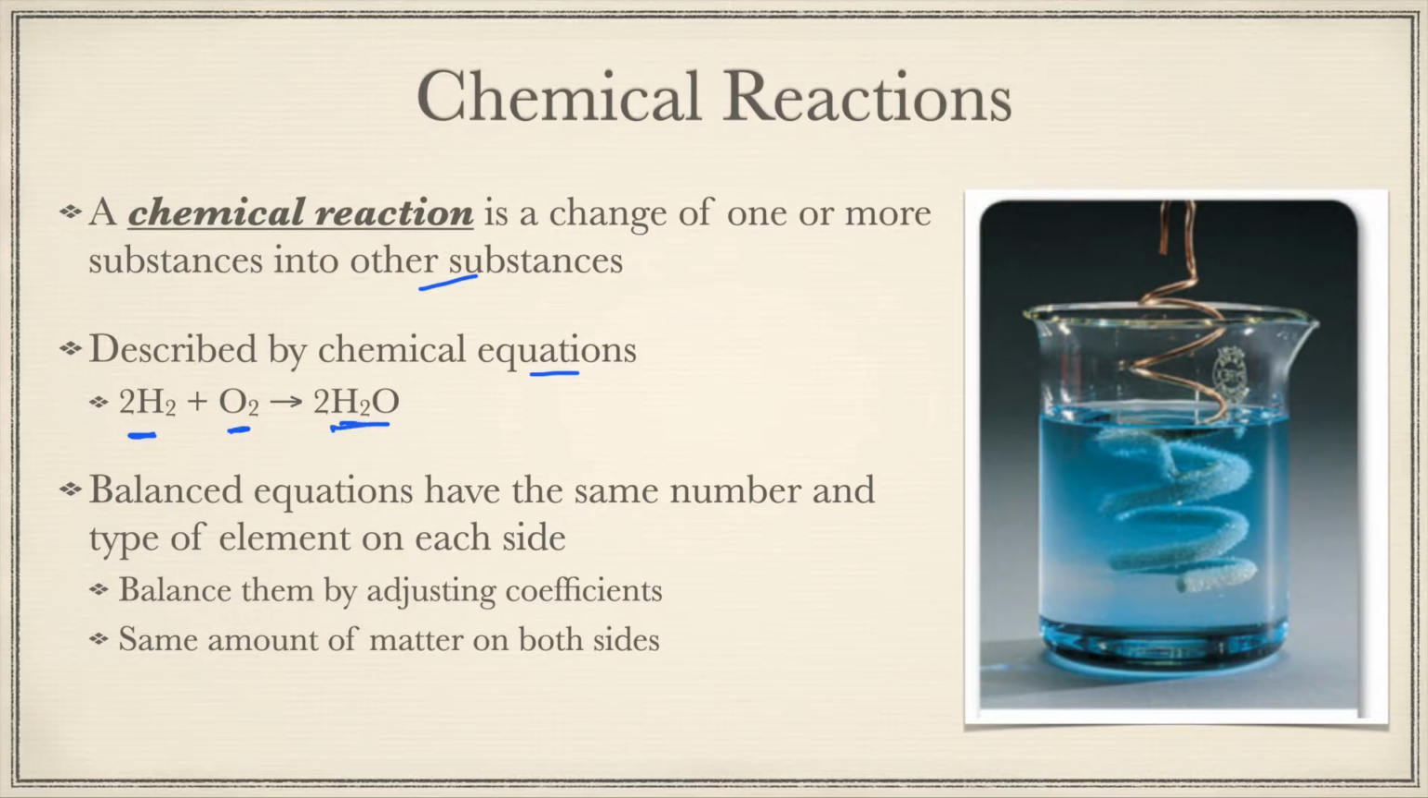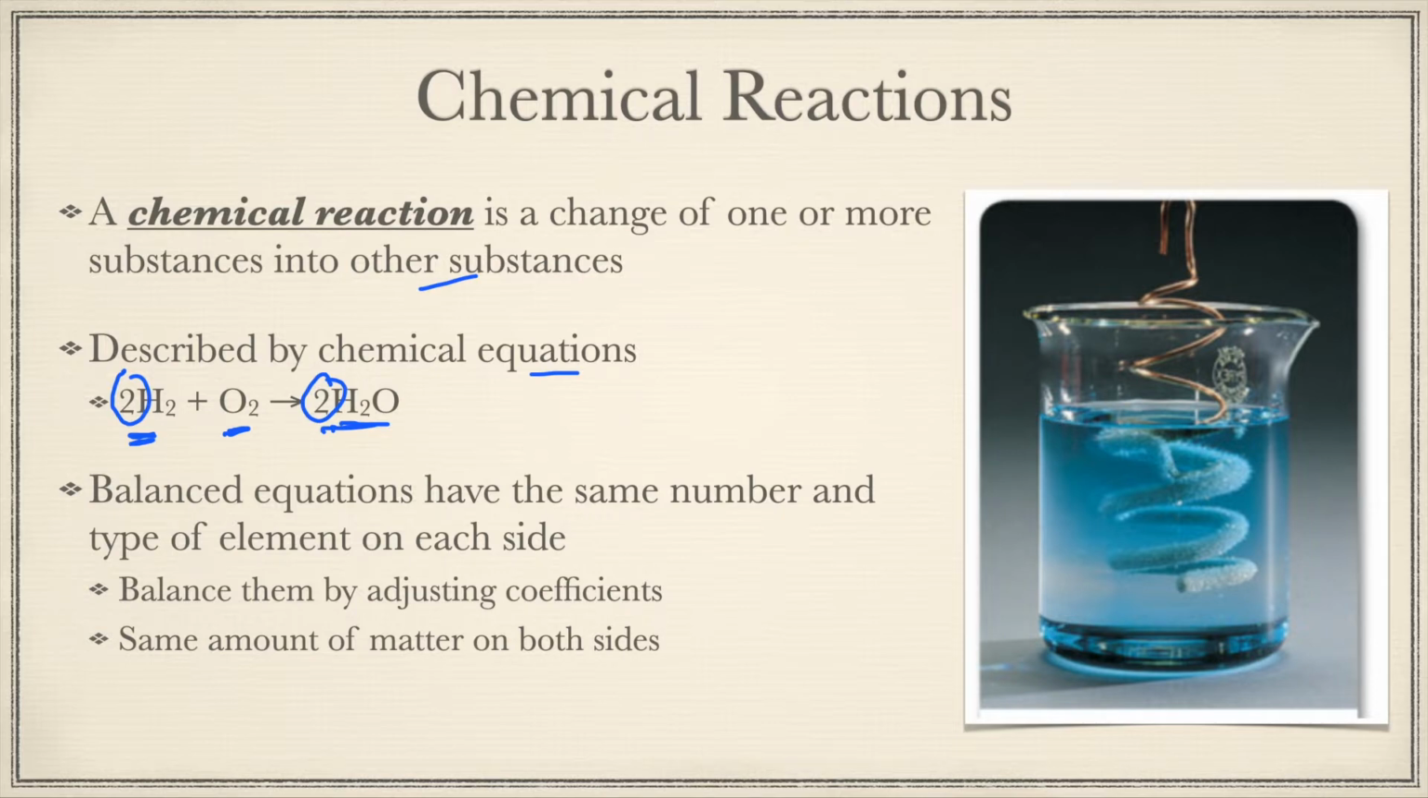The coefficients out here tell us how many of each compound we have on each side. So we have 2 of our hydrogen gas molecules, 1 oxygen gas molecule, and we end up with 2 water molecules. Now, balanced equations have the same number and type of element on each side.